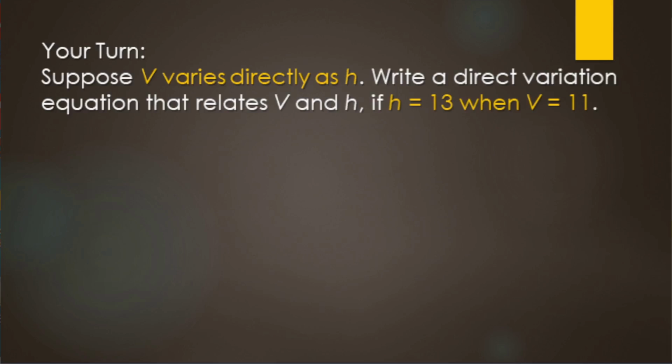Pause the video, try it out, then come on back and see how you did. We know that V varies directly as H. This is V equals, similar to the function notation vocabulary "depends on." V depends on H, so it would mean V equals K times H. We do have to find the value for K. Basically we just take the dependent variable divided by the independent variable, V divided by H.